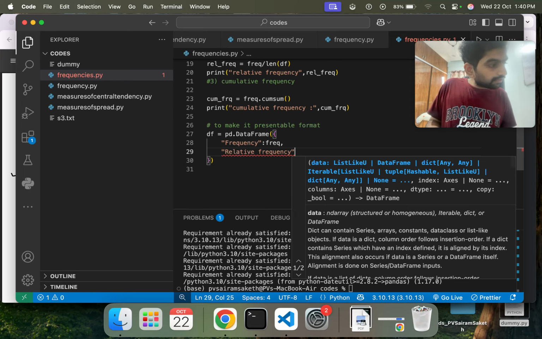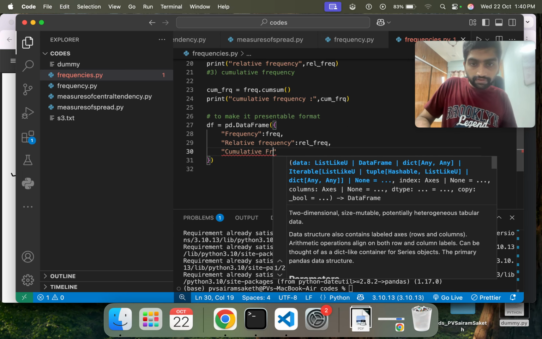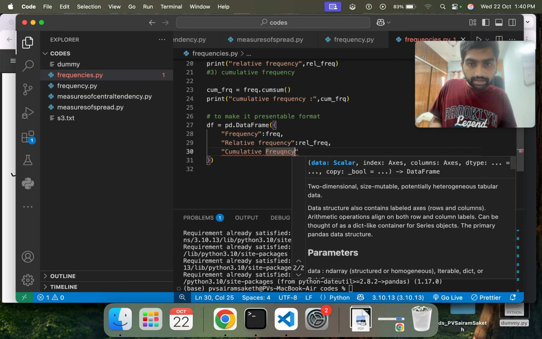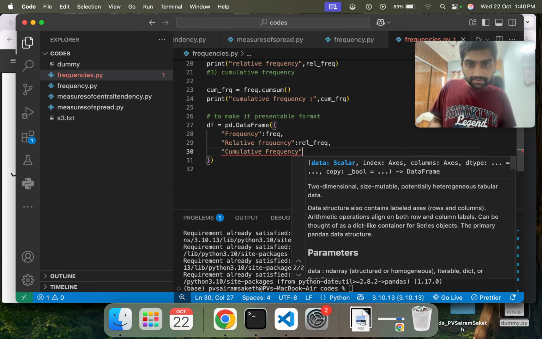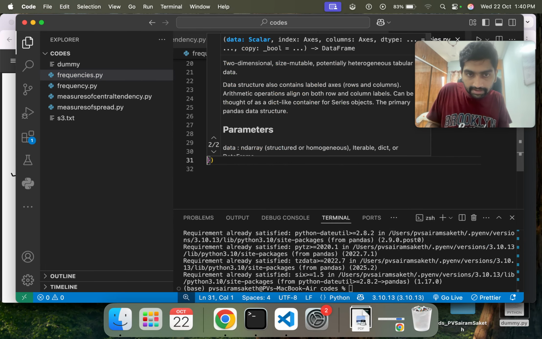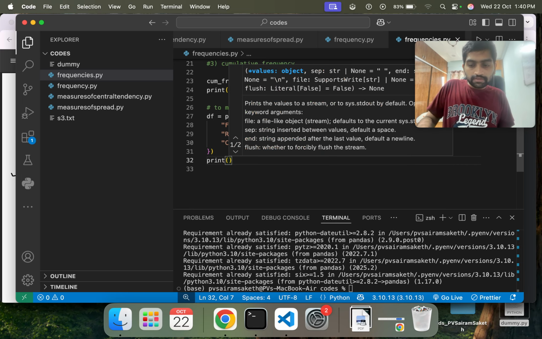In relative frequency, I will specify this relative frequency. Then third comes cumulative frequency. This value will be your cumulative frequency, cum freq, we displayed it. Now you know this index, right? So we'll just print the df.